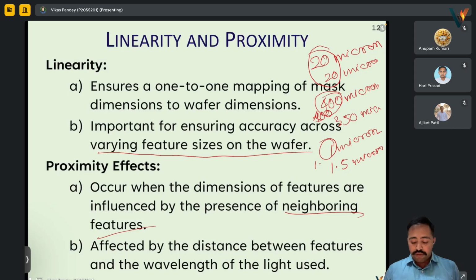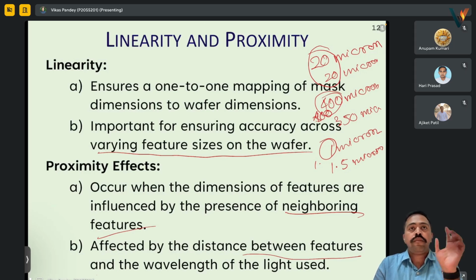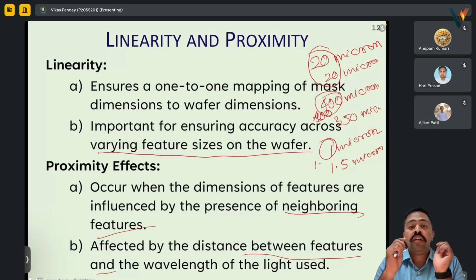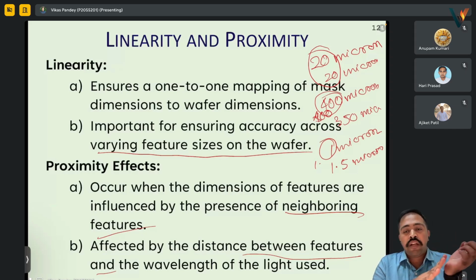So that also defines the distance between the features, and this will also depend on the wavelength of the light that we are going to use. So it is not just what dimensions we are making, but the distance between features also plays an important role, and that also comes under the critical dimensions.